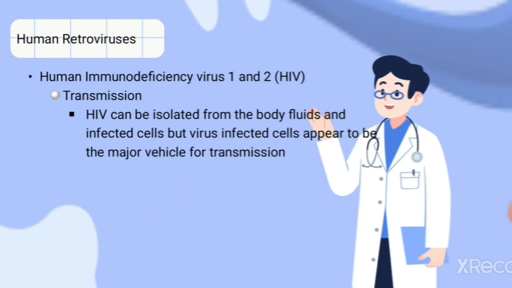The persons who are at high risk for this virus are homosexuals or heterosexuals with multiple sexual partners, intravenous drug abusers, persons receiving multiple blood transfusions, the babies of infected mothers via vertical transmission, and lastly, medical and paramedical workers. Those are the persons who are at high risk for HIV infection.